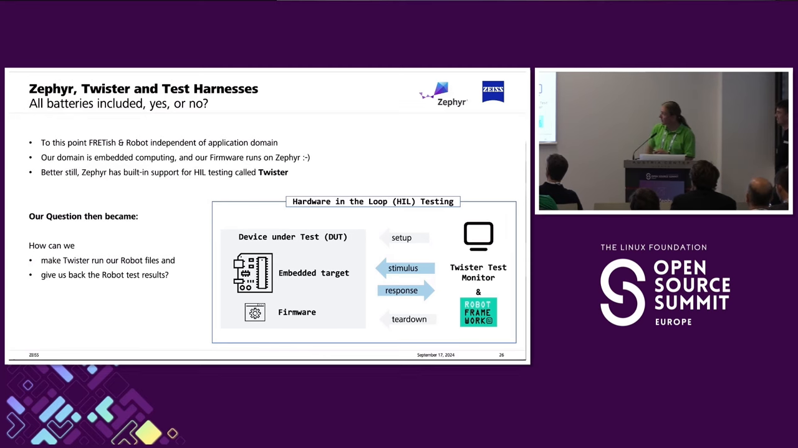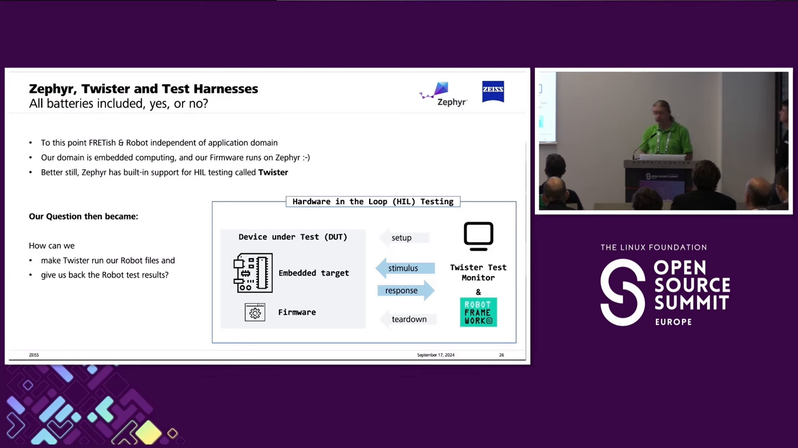But before we go into the details, just a quick look at the general picture. So Twister is the testing tool, or it grew out of a regression test suite in the upstream project, but it's now also been used for hardware-in-the-loop testing. Some of you might have already used it. So you can basically set up a device under test, which is, in our case, an embedded target, and the firmware. And then the Twister framework, when running tests, can provide stimuli to the device under test and capture the response. That's why the more general term for such a tool would be a test monitor. So we're talking specifically about the Twister test monitor here.